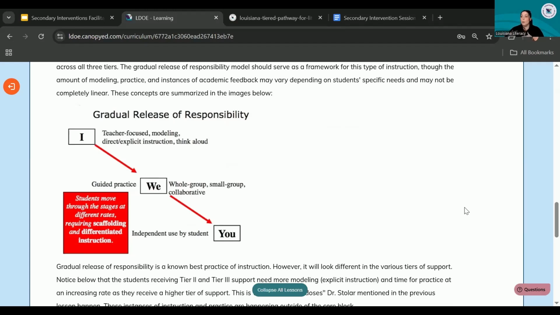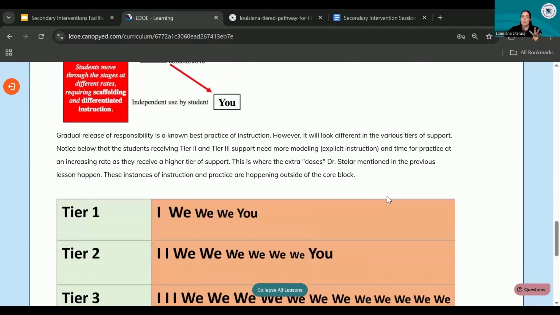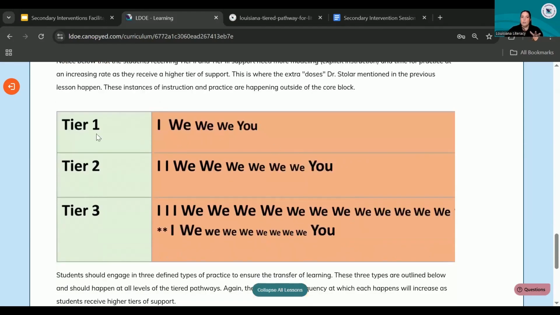It may not be a linear progression like you see on the screen right here. It may be I model, they practice a couple times, I have to go and model again, they practice a couple times, and it depends on how severe their challenge is, how many times you'll have to go back through that cycle. And I have it laid out on this chart as well, like in Tier 1, it's pretty linear for the most part.